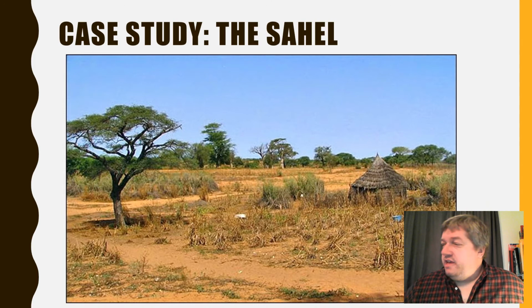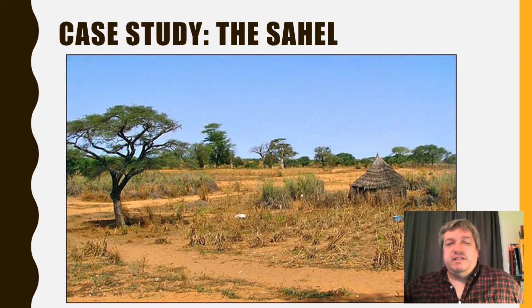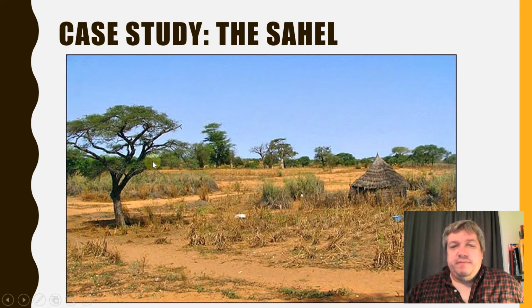So we're going to look at this area of Africa called the Sahel as a study, kind of as an example of desertification in action. Now the Sahel, you can see right here, is kind of that semi-arid. It's not completely covered with trees or grass. There's still a lot of open dirt, but it's not completely desert.